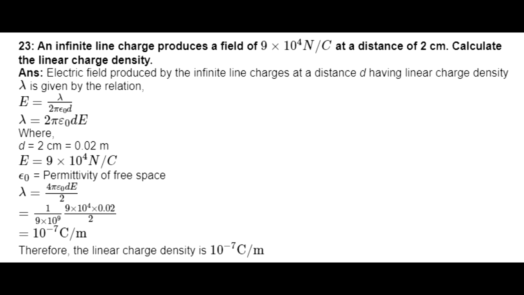Next, question 23. An infinite line charge produces a field of 9 × 10^4 newton per coulomb at a distance of 2 cm. Calculate the linear charge density.